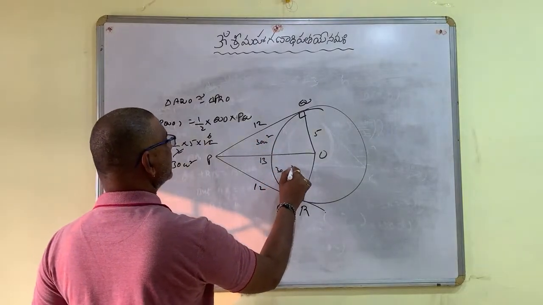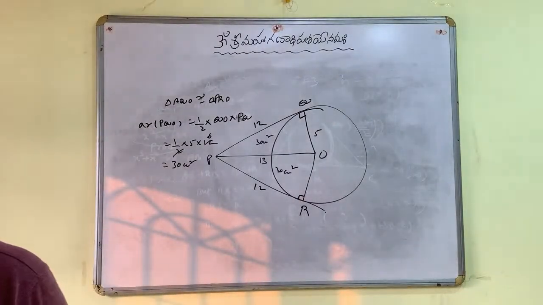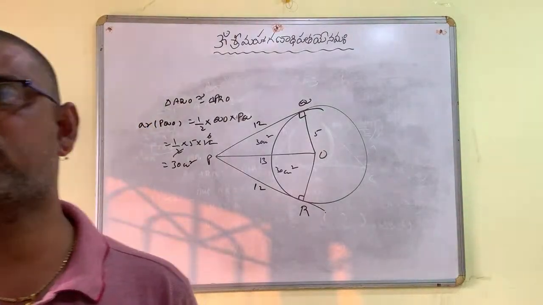The area of this triangle is also 30 centimeter square. So the area of quadrilateral PQOR is 60 centimeter square.